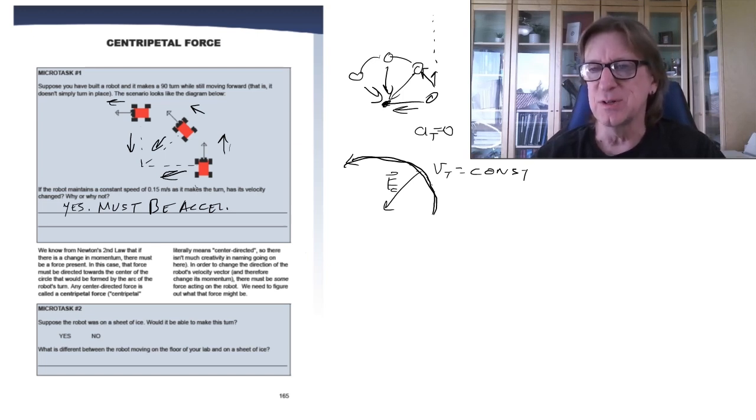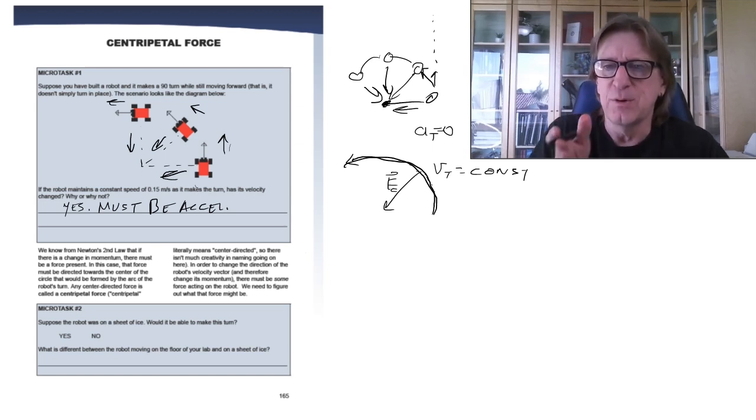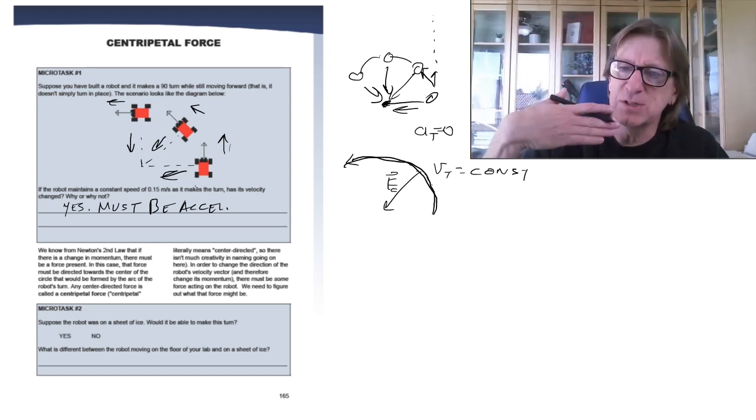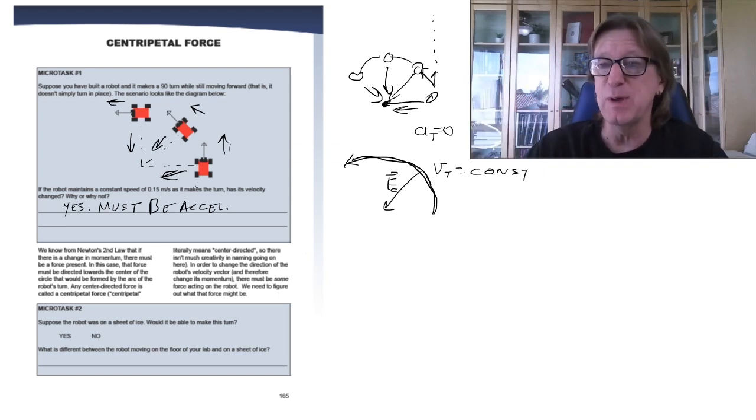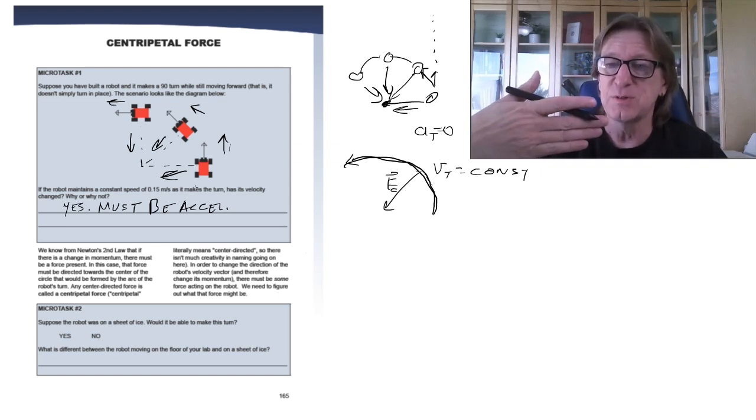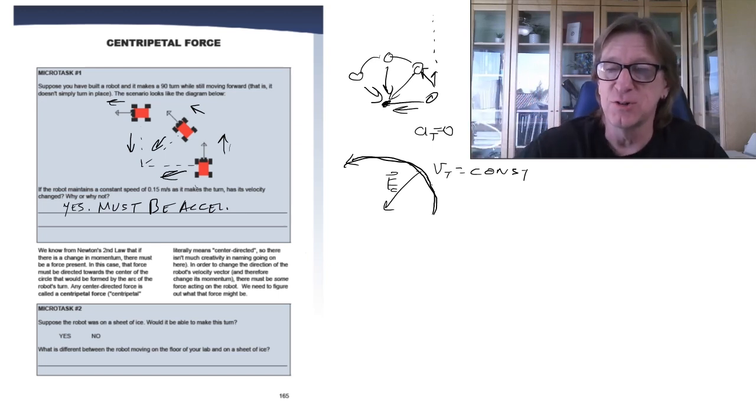Would it be able to make this turn? Just think about your everyday normal experience. Well, no, right? He could turn, but he's going to keep on going straight. It doesn't matter which direction he's oriented, and this is going to happen in space as well. You may turn your spacecraft this way, but you're not going to change your direction.